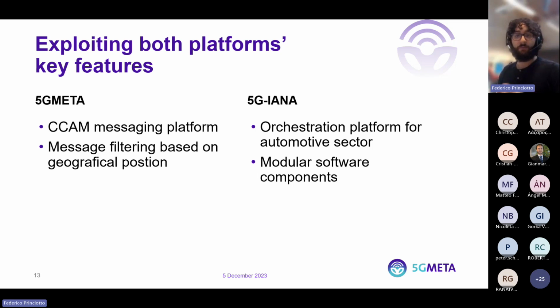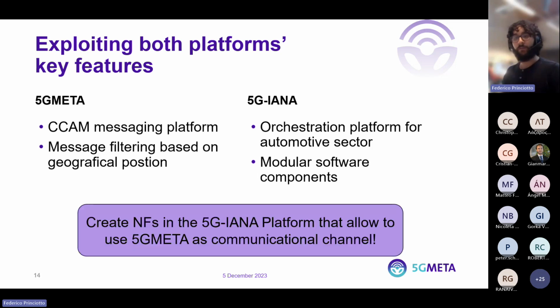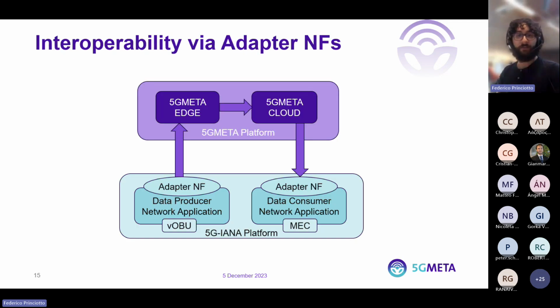So what we decided to do is to create two software components, two network functions, and publish them in the 5G IANA catalog. These two network functions act as an adaptive layer to allow any network function or network application in 5G IANA to communicate using 5GMETA as a channel. The idea is something like this. You have a 5G IANA platform in which two network applications are running.